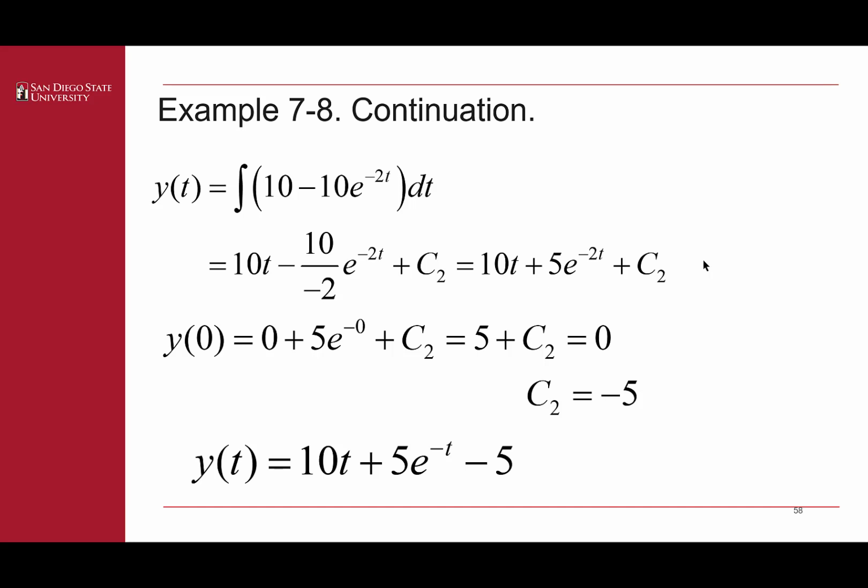Here, with the same technique, we can resolve what c2 is, because we already know y0 is equal to 0. So if you write 0 instead of t in the above equation, we get 0 plus 5e to the minus 0 plus c2, which simplifies to 5 plus c2 equals 0, and then c2 will be minus 5. Eventually we get y of t, the displacement, equals 10t plus 5 times e to the minus 2t minus 5.